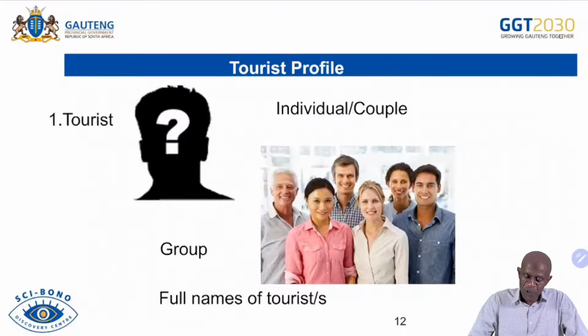You can also plan a tour for a couple or a group of couples, and the full names take precedence. You need to start by providing the name of your tourist. So if it's a group, you need to have a list of all their names.